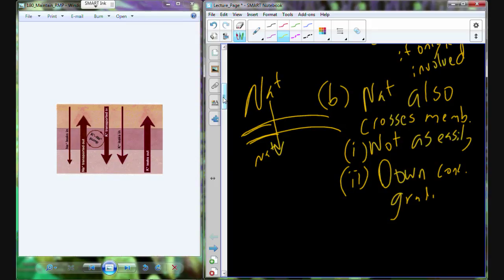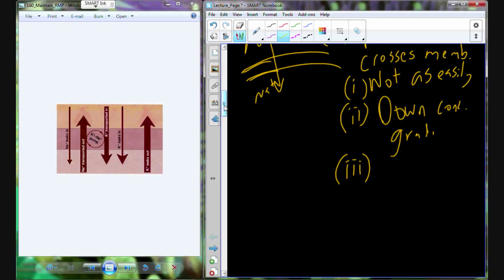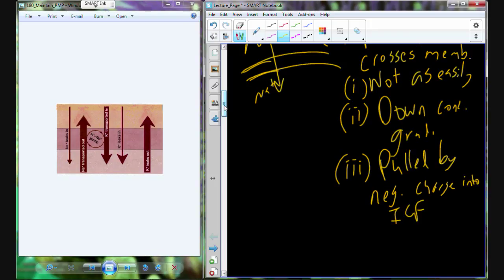What else is going to influence it? That electrical pull, because we continually have potassium creating a pull from the negative charge. So it's pulled by the negative charge into the intracellular fluid. What's going to happen to the overall charge of the cell, the intracellular fluid? It's going to become more positive. So if just potassium was involved, how much charge did we have? We went from minus 70 down to minus 90. Now we're going to become more positive, so it's going to reduce the negative charge.